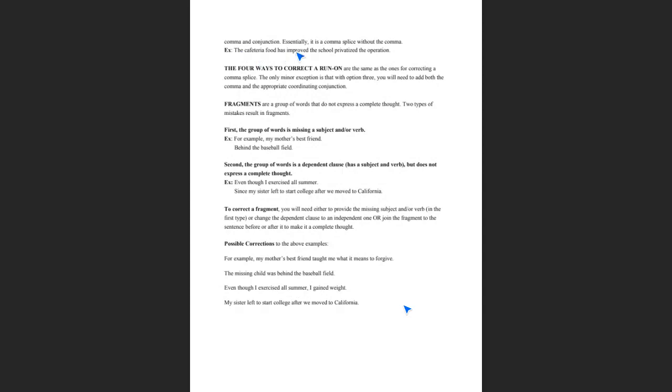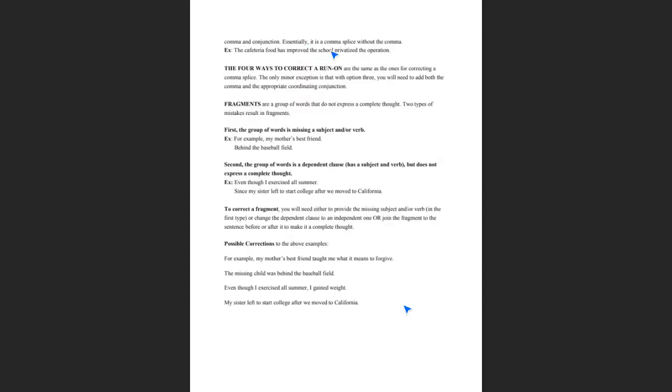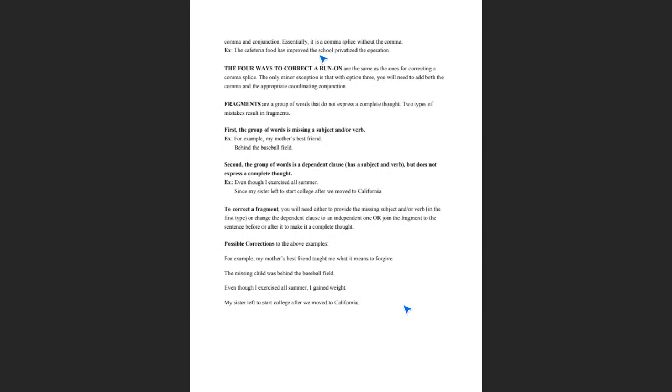The cafeteria food has improved, which is an independent clause in a complete sentence. The school privatized the operation, which is an independent clause in a complete sentence. However, this is a run-on sentence, sometimes also called a fuse sentence, because you have 2 complete sentences together and nothing that indicates where one sentence stops and another one begins.